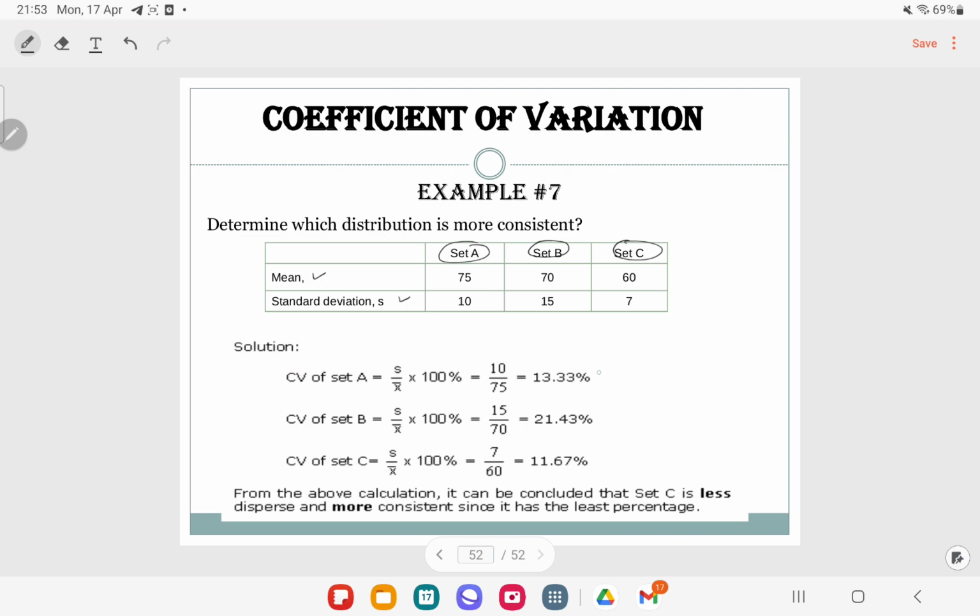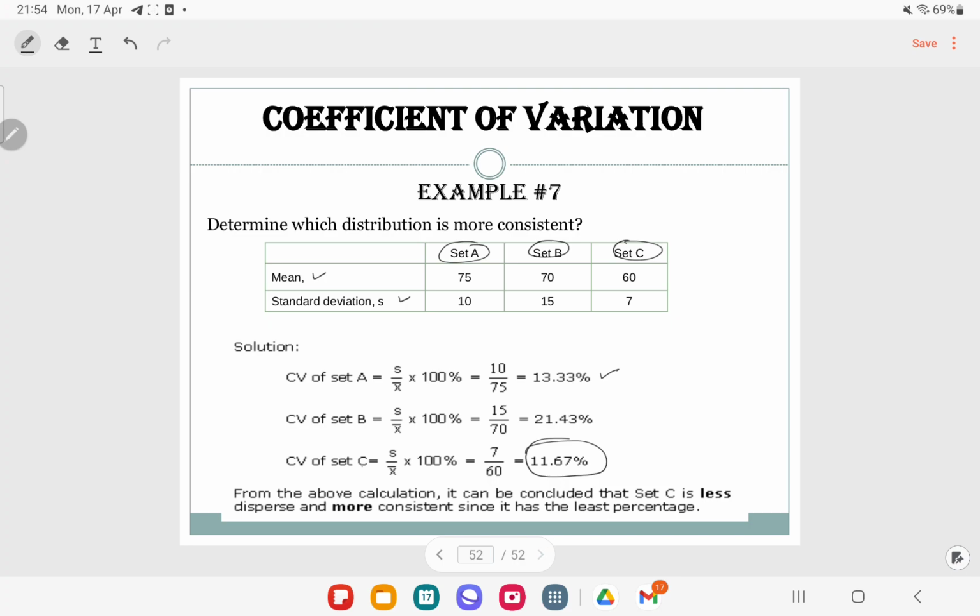The CV for set A will be 13.33%, and the CV for set B is 21.43%. Meanwhile, the CV for set C is 11.67%. So remember the aim: the smaller the CV value, the better. So 11.67 is less than 13.33, meaning that set C is less dispersed and more consistent compared to set A and set B, since it has the least percentage.